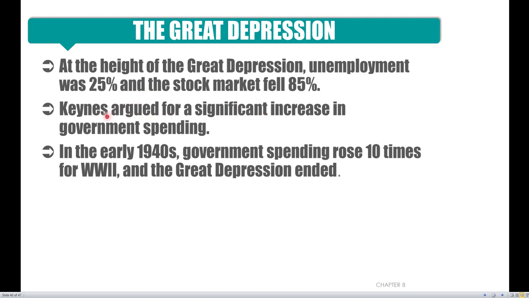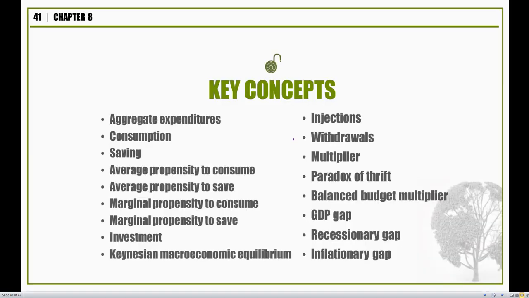He knew how that could help improve aggregate or equilibrium income. And it wasn't until the early 1940s that government spending rose 10 times its current amount, which is because of World War II. World War II actually helped the United States get out of the Great Depression. So this increase in government spending was one of the primary reasons for helping us out of this tough economic time. So this does it for this particular chapter.